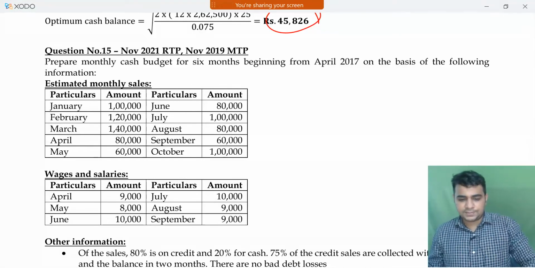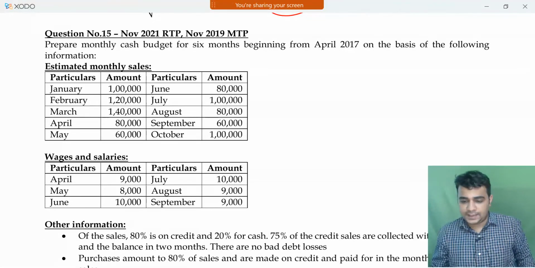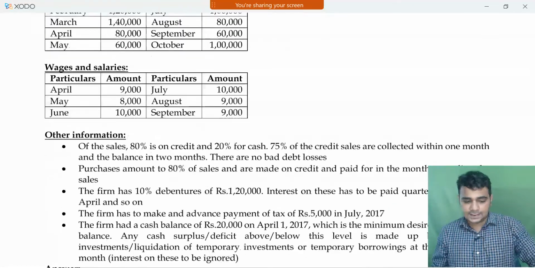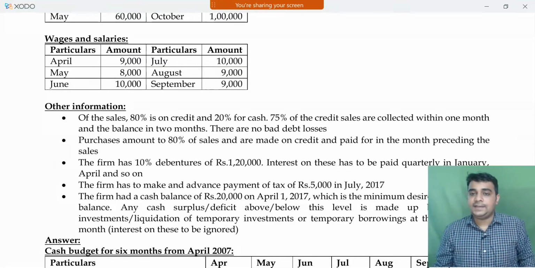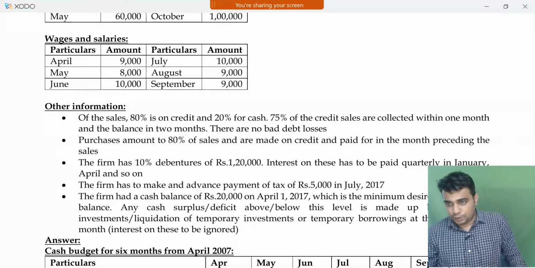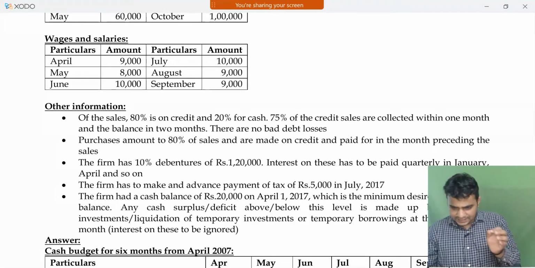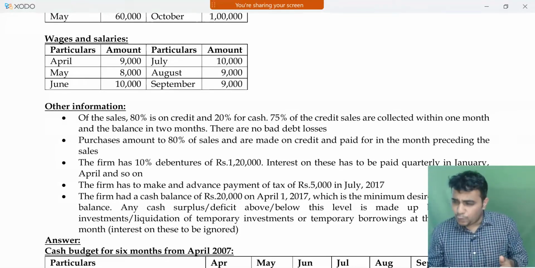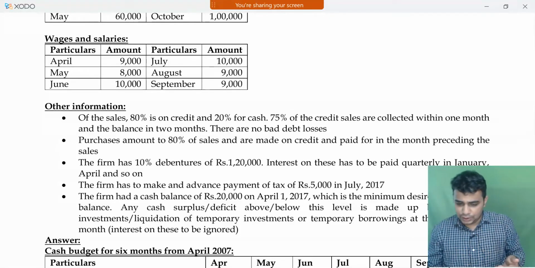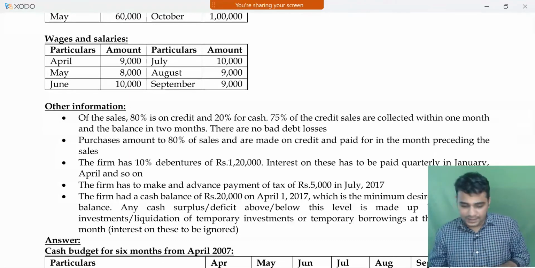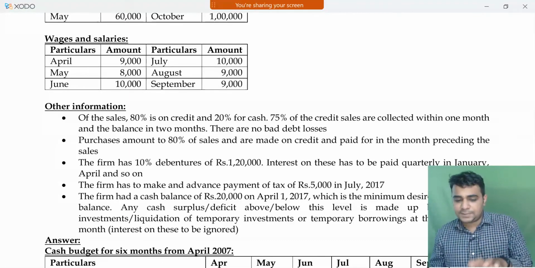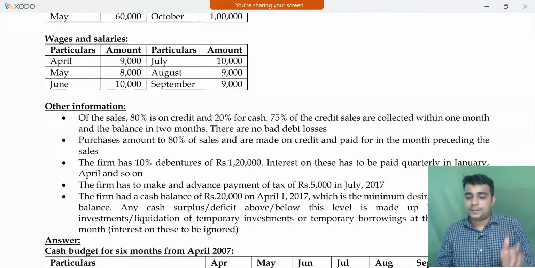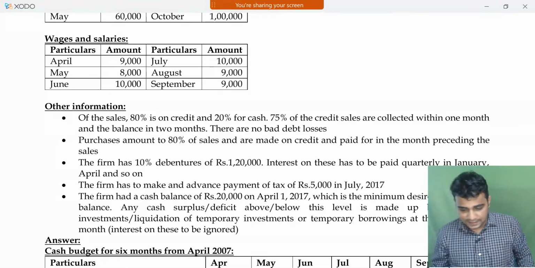Prepare monthly cash budget for 6 months beginning from April 2017 on the basis of following information: sales, wages and salaries. Of the sales, 80% is on credit, 20% for cash. 75% of the credit sales are collected within 1 month, balance in 2 months. There are no bad debt losses. Purchases 80% of sales and are made on credit and are paid in the month preceding the sales.